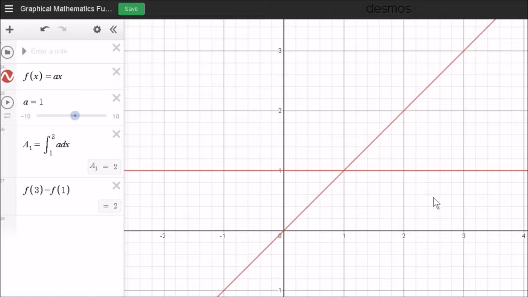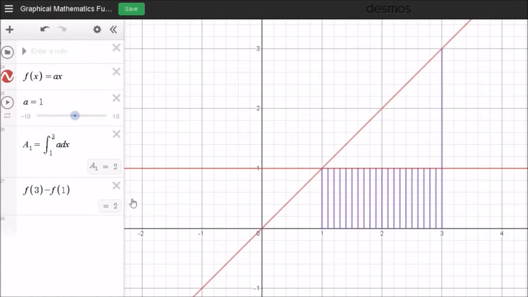Now, possibly it's difficult to see if you haven't seen it before. What we'll do is look at another example that will show you this fundamental theorem of calculus. But in essence, the fundamental theorem of calculus relates gradients to areas.